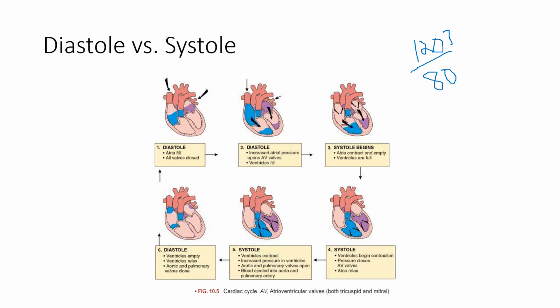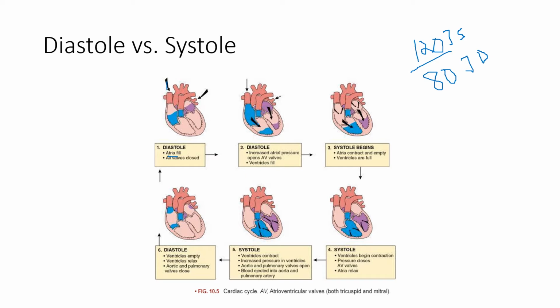Well, we're measuring the systolic pressure on top and we're measuring the diastolic pressure on the bottom. But what does that really mean? So let's go through this slide and try to better understand the differences between diastole and systole. So what's happening in diastole? Well, first off, the atria are going to fill with blood.